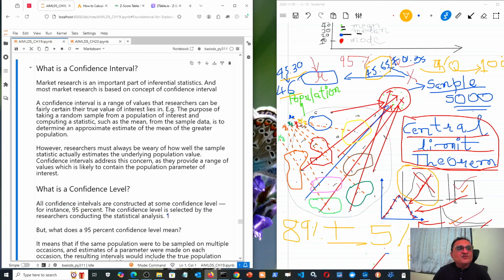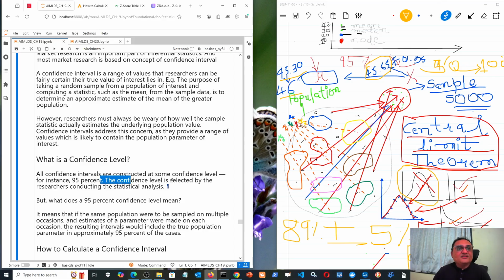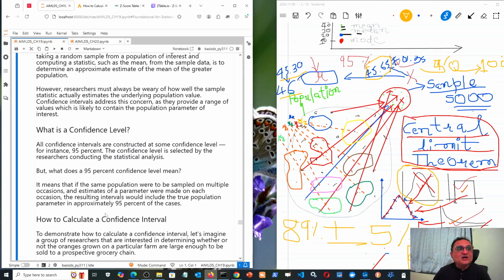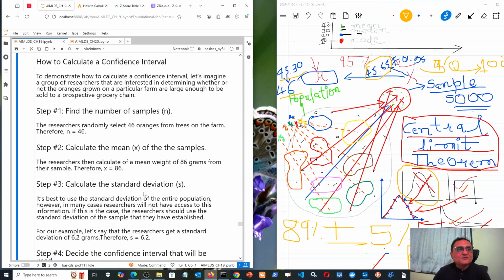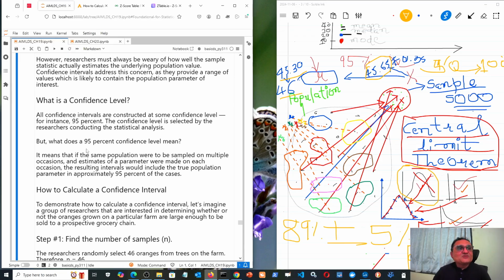So all confidence intervals are constructed at some confidence level. For instance, 95% or 90% or 99% or so on. Then the confidence level is selected by researchers who are conducting the statistical analysis. So let us say I have selected 95% confidence interval, or that means I have selected that Z is equal to 1.96. Okay, now in that case, what is the exact meaning of that 95% confidence interval?